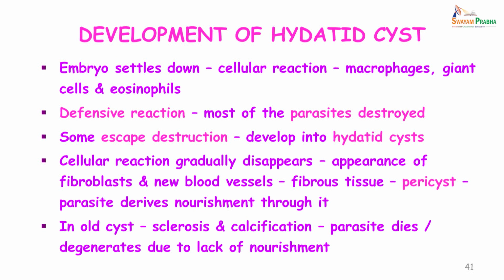Initially, once the inflammatory cells have reached the site, fibroblasts also come into play, and these will then form a kind of capsule around this embryo, which will have a blood supply. Now, this fibrous capsule is also referred to as the pericyst, and the parasite derives its nourishment from here. Old cysts which do not mature into the hydatid cyst can undergo sclerosis and calcification.